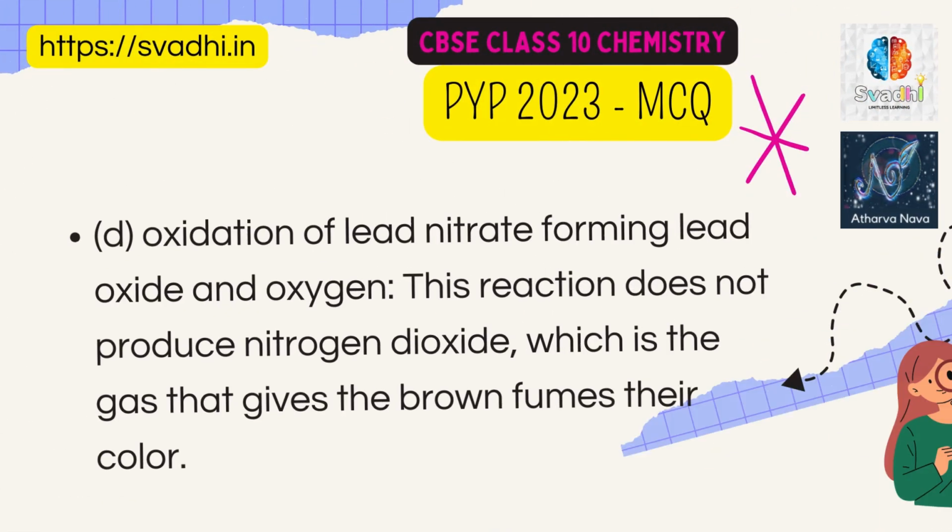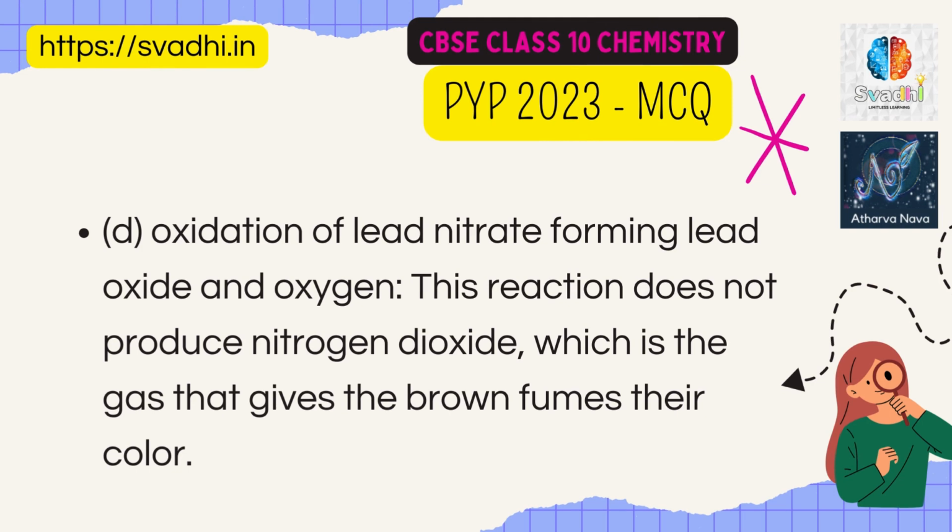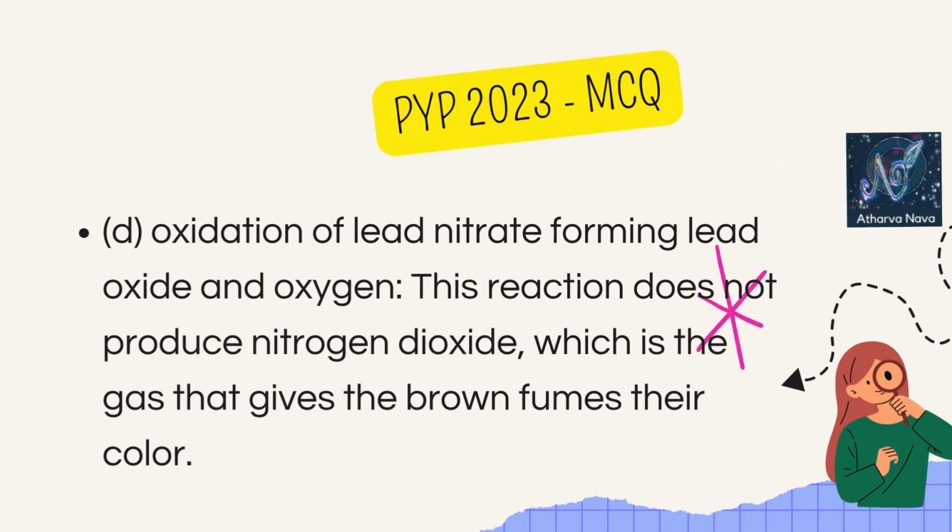D. Oxidation of lead nitrate forming lead oxide and oxygen. This reaction does not produce nitrogen dioxide, which is the gas that gives the brown fumes their color.